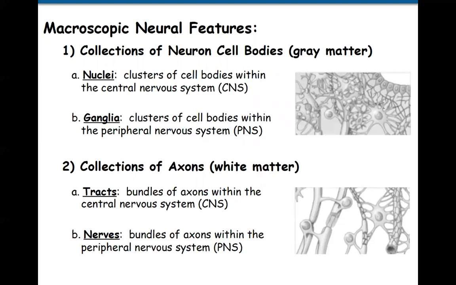Where you find collections of axons, that's white matter. That's where information is being sent. These are the transmission lines, and they get different names according to where they are. Within the central nervous system, collections of axons are called tracts. And within the peripheral nervous system, these bundles of axons are called nerves. And remember that they appear white because they don't have those inclusions and Nissl bodies, and often they're myelinated.